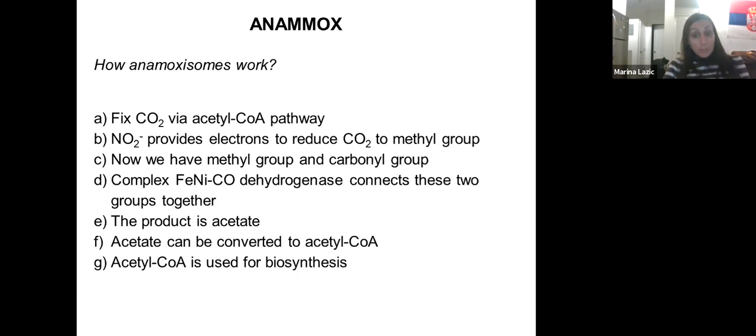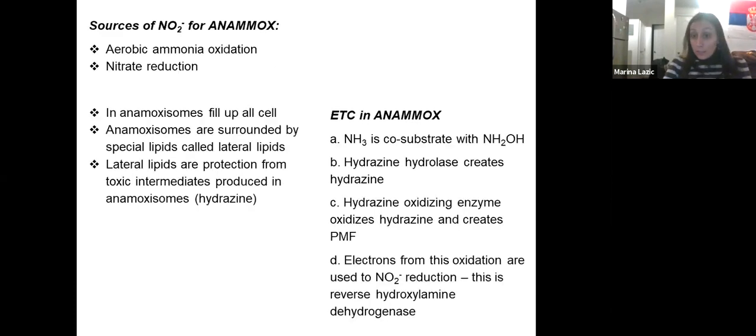Now, when we have a methyl group and a carbonyl group, this probably sounds familiar, there is a complex enzyme, a dehydrogenase, that connects these two groups, methyl and carbonyl, together. The result is acetate. Acetate is converted to acetyl coenzyme A, and acetyl coenzyme A is a metabolic precursor used for various biosyntheses. That's all happening in anammoxosomes. So anammox has to have nitrite, NO2 minus. What is the source? It's aerobic ammonia oxidation by AOBs, also nitrate reduction.